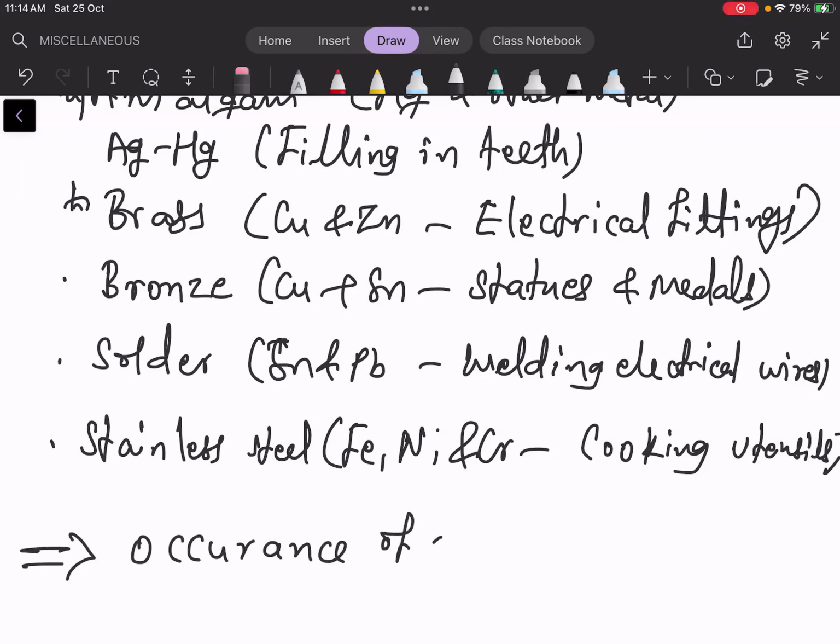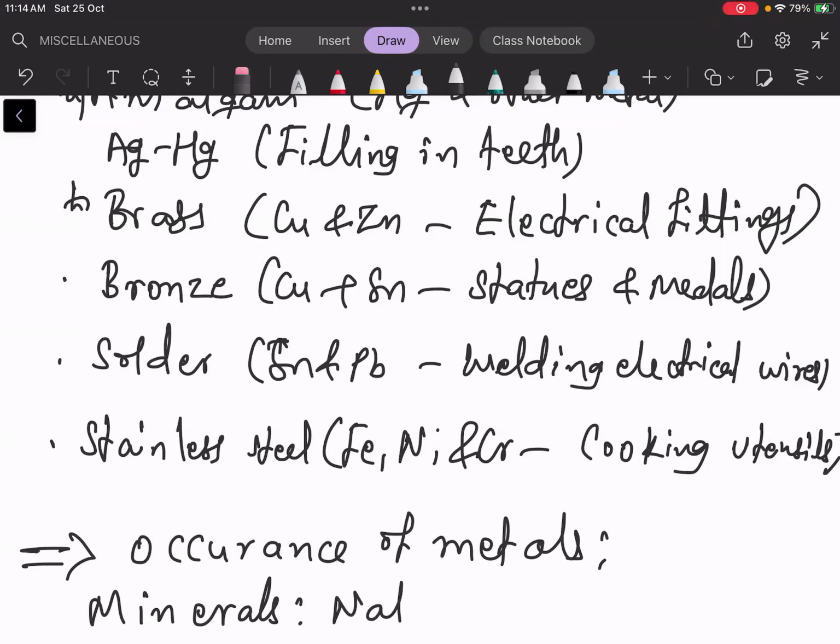The next one is occurrence of metals. Now, what is meant by occurrence? Occurrence means the source in which metal is found. Generally, metals occur naturally in the earth crust in the form of minerals. So what are minerals?